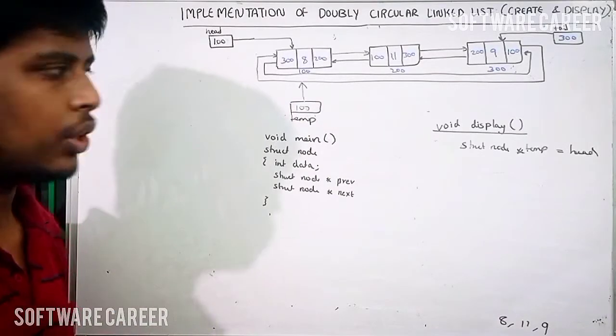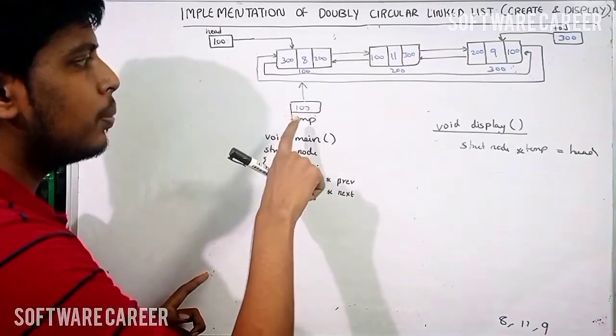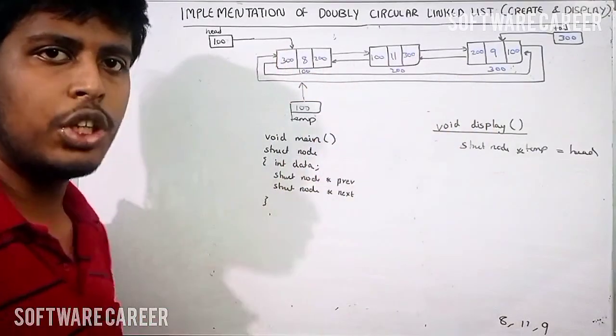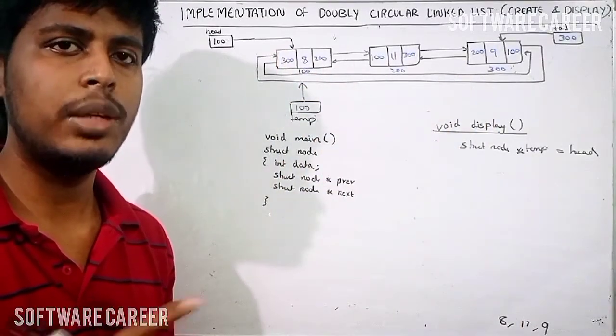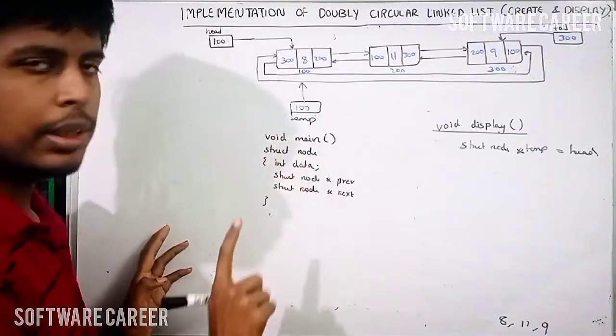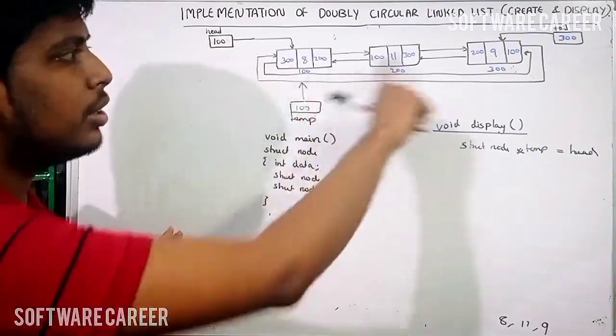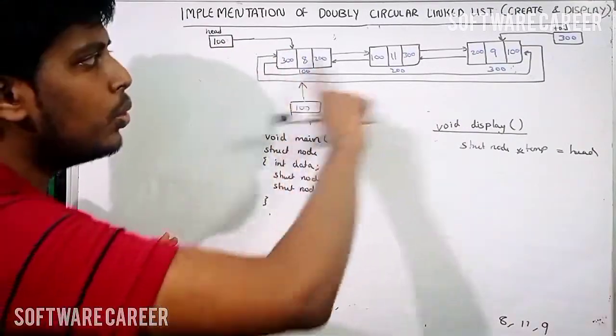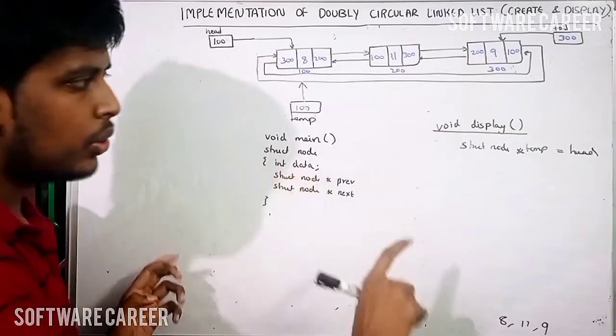Now the next step is what? You should print the data. First you should check whether the linked list is empty or not, because if the linked list is empty you can't print any elements, you can't display. So how to check whether it's empty? If head value is 0 then it is empty, because head is a pointer which points to the first node. If no node is present, head will be 0. So I'm writing that condition.